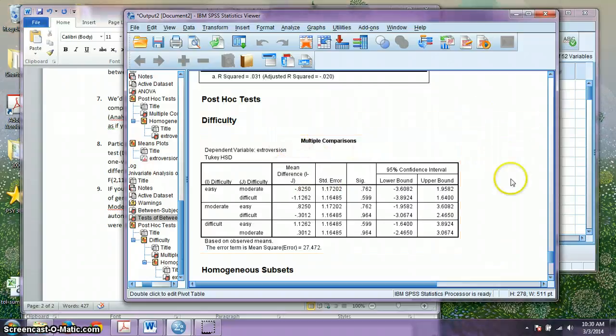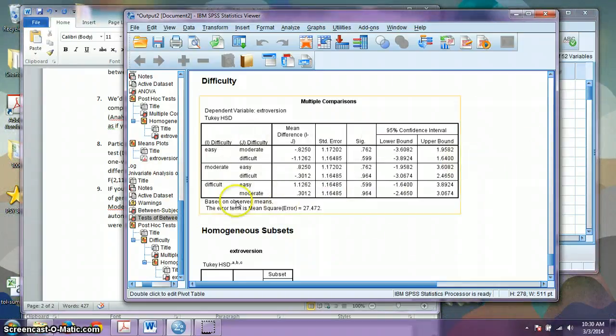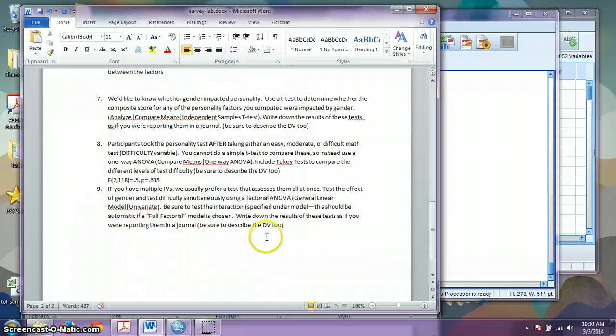It also, if you chose this option, will produce post hoc tests that will do the same Tukey tests that we did before for difficulty, easy versus moderate, moderate versus difficult, etc. And you see, again, none of these are reliably different. All right, well, that's it for this walkthrough of using SPSS.